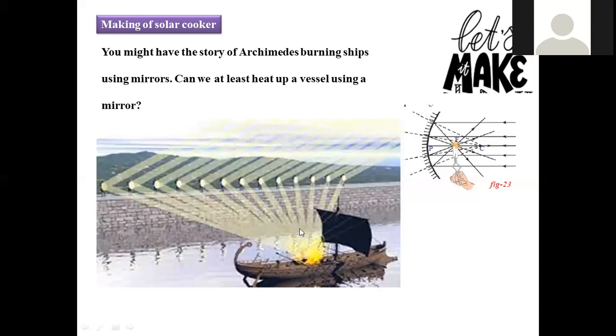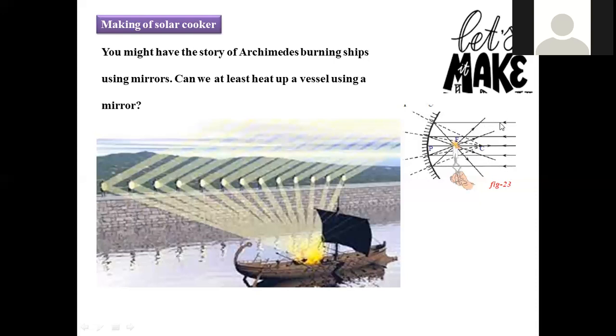Okay, in the same manner, we are going to apply the same principle to our solar cooker. In order to get that, a simple diagrammatic representation is provided here. We are collecting the parallel sun rays which are coming from the sun. So all these are the parallel sun rays.